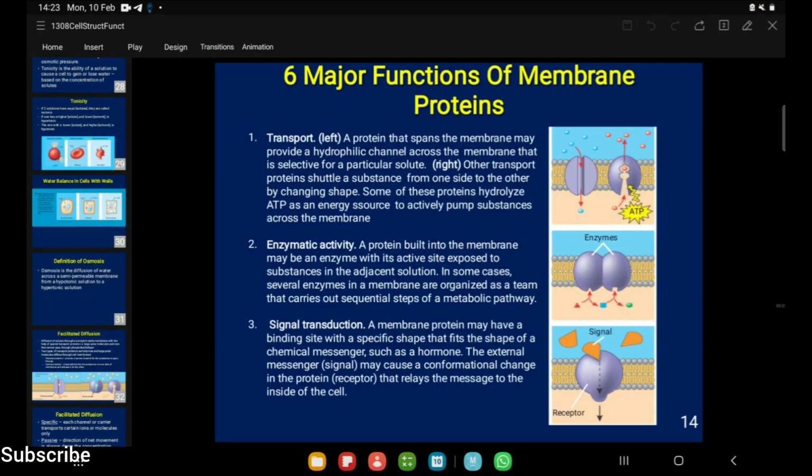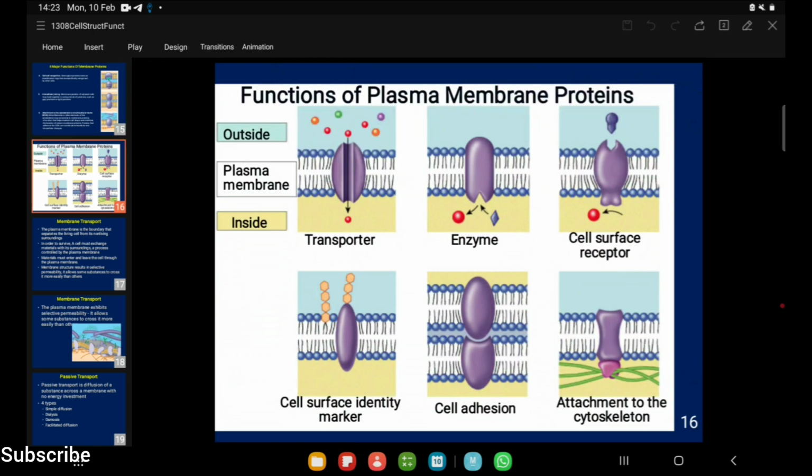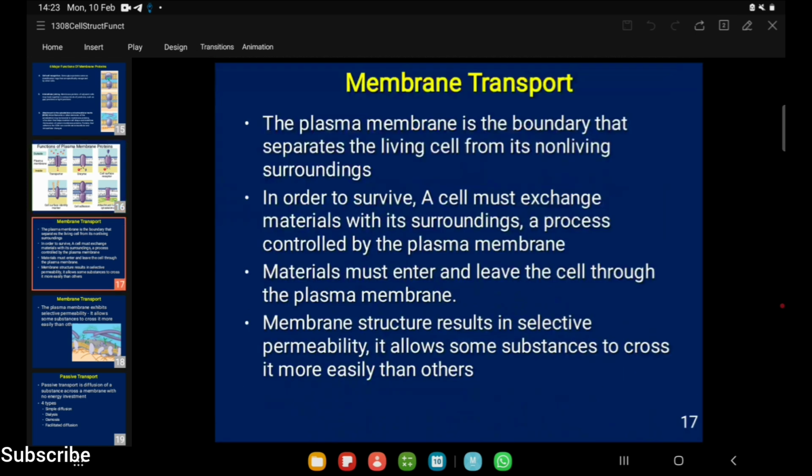Next, what are the six major functions of the membrane proteins? First is transport, second is enzymatic activity, third is signal transduction, fourth is cell recognition, fifth is intercellular joining, and the sixth is attachment to the cytoskeleton and extracellular matrix. Next, what is the function of the plasma membrane proteins? Transporter, enzyme, cell surface receptor, cell surface identity marker, cell adhesion, and attachment to the cytoskeleton.